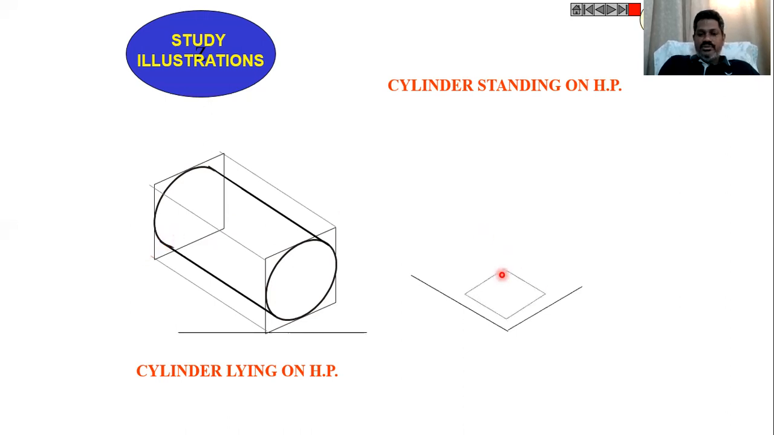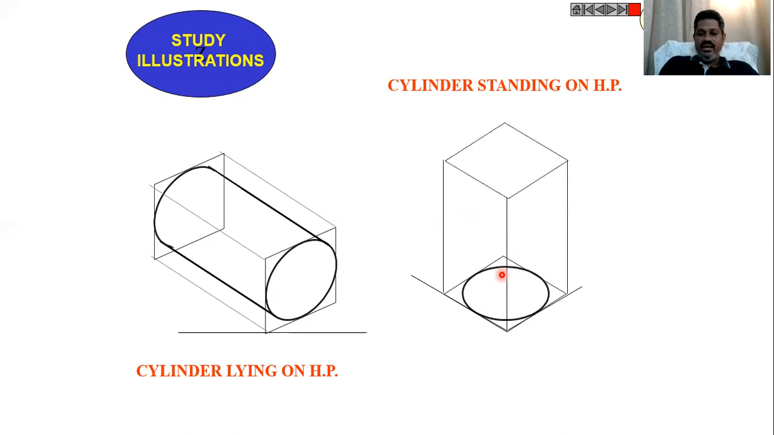Now in the top view, construct a square. In the square, draw an ellipse with the previous procedure that we have seen in our previous slide. Then project all the vertical lines from the corners of the square to the top, and join all the corners on the top to get the square at the top.